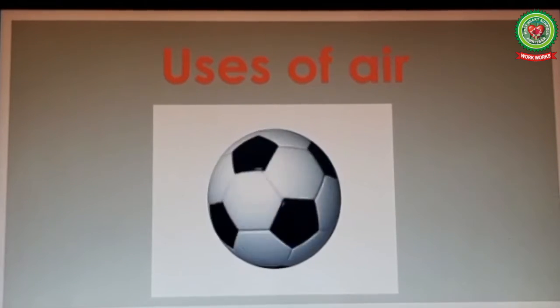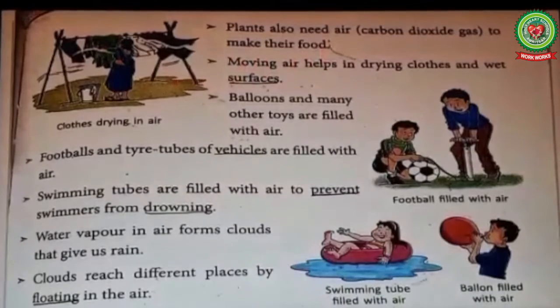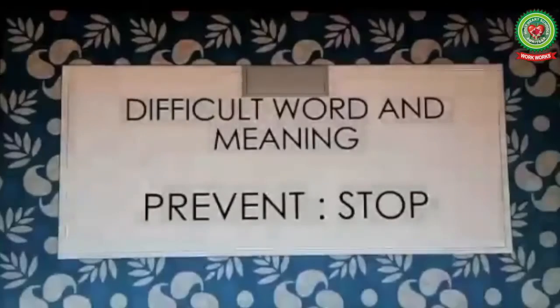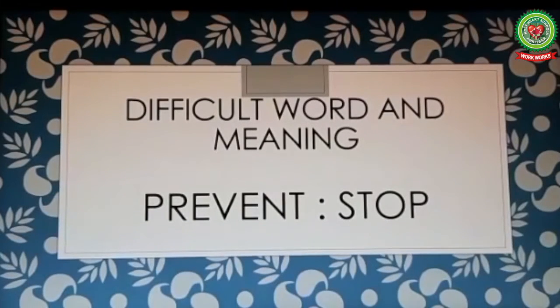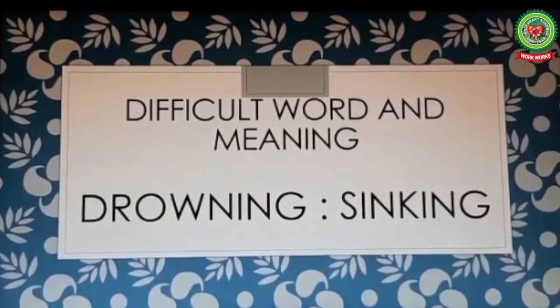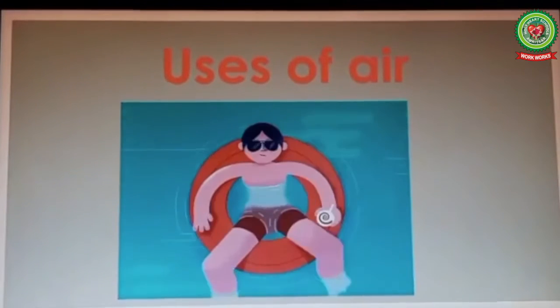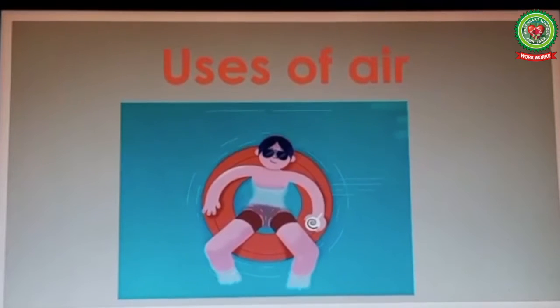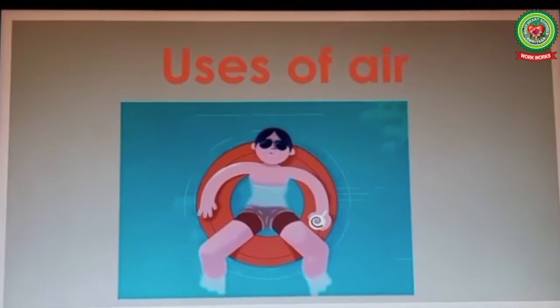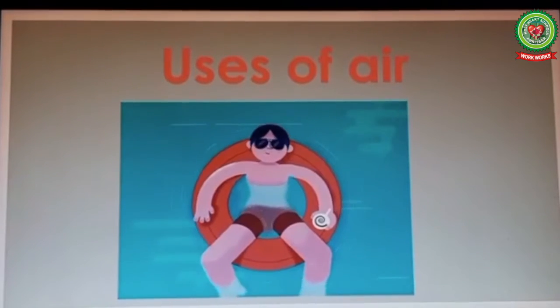Point number 6. Swimming tubes are filled with air to prevent swimmers from drowning. Underline the word prevent and write its meaning: stop. Then underline the word drowning and write its meaning: sinking. As you know, air is lighter than water. Therefore, tubes filled with air float on water and save a person from sinking.